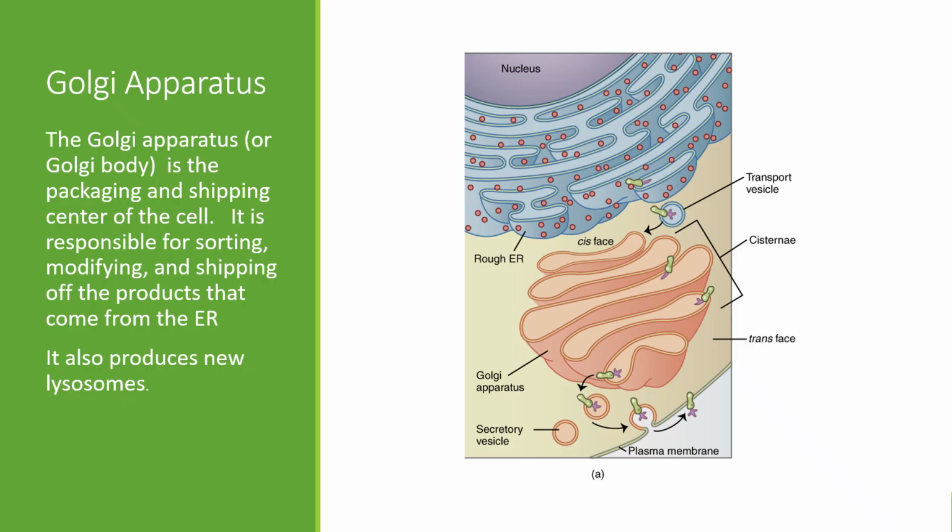So it's going to be receiving all the products that are being made, mostly proteins, but there's a few other things. It's going to receive those, it's going to sort them, modify them, and ship them off to wherever they need to go. Maybe they need to go to a different part of the cell. Maybe they need to be exported from the cell. It's just the shipping center. It also produces new lysosomes.